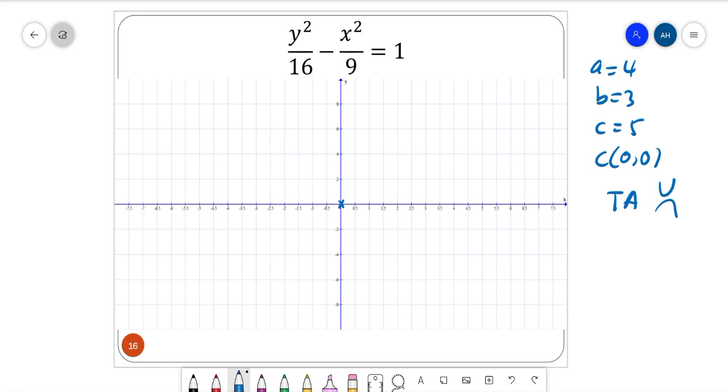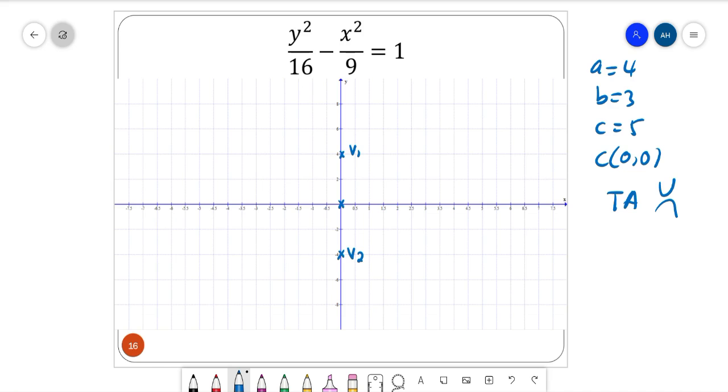All right, so A equal to 4. Remember, this graph is vertical. So A equal to 4, that's the value of the vertices, which must be on the y-axis. So we are going to move 4 units upwards. So this will be our V1. Let's label that as V1. Going down will be our V2, 4 units also. So this is V2.